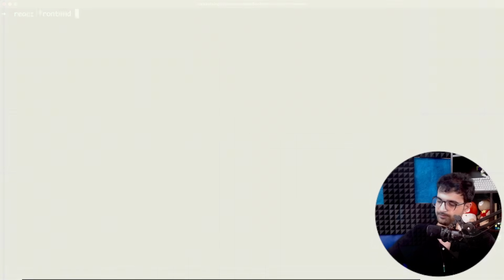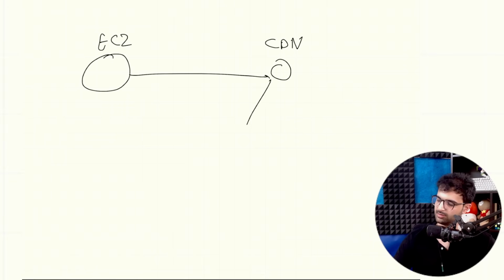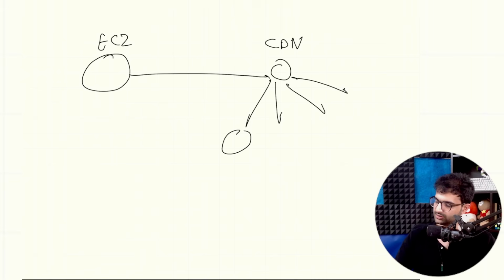Can you guess why? Because if this is your EC2 machine, and if you put this in front of a CDN, then multiple users will get the same cached data. However, if this is user 1, this is user 2, this is user 3, and this is user 4.